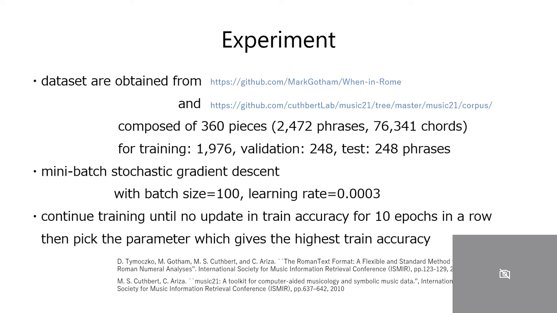For the experiment, we used the dataset annotated in RN text format and extracted the local key and degree information to train our models. We collected in total 360 pieces, then used 80% for training, 10% for validation, and 10% for test, trained by mini-batch SGD until no accuracy update in the validation set for 10 epochs in a row. Then we picked the parameters which give the highest validation accuracy.